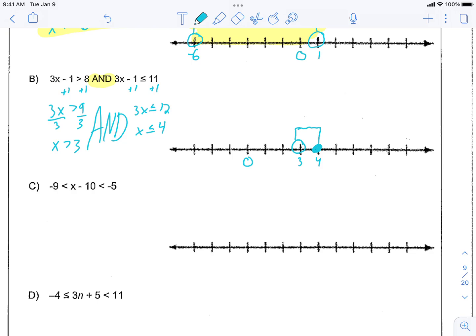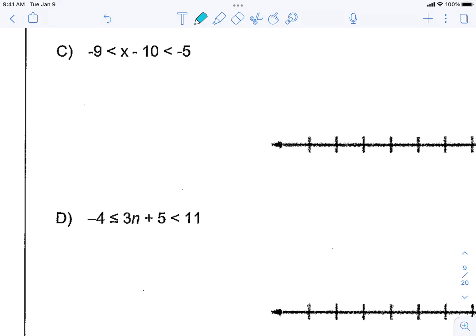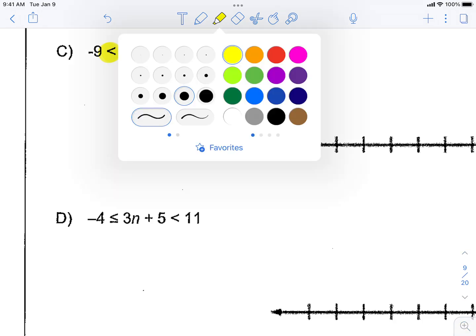Now, the one tricky part about ands is they can be written without showing the word "and." So you'll see in part C here that there is no word "and" and no word "or." It is still a compound inequality. How do we know? Because I see more than one inequality symbol. If you see two inequality symbols and you do not see the word "or," it is an "and."